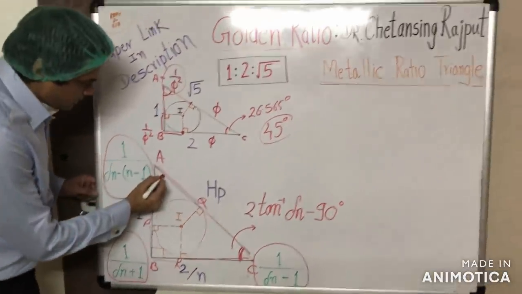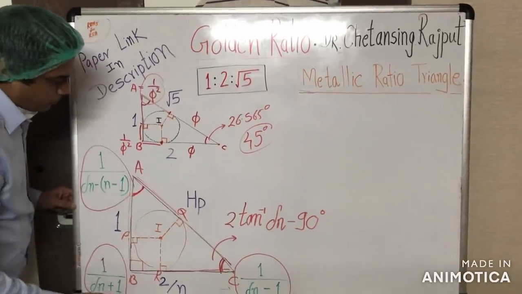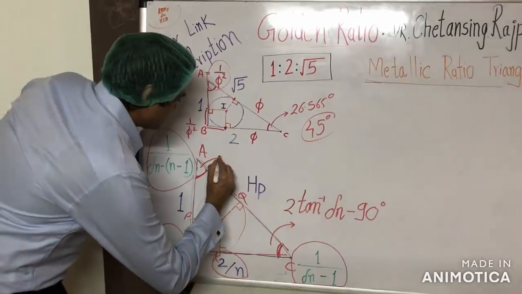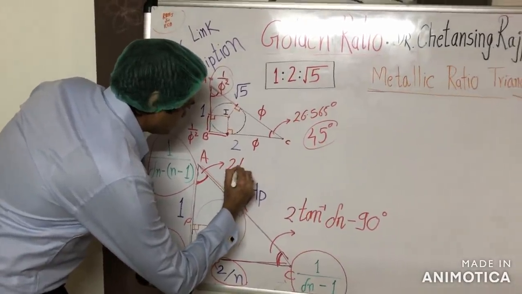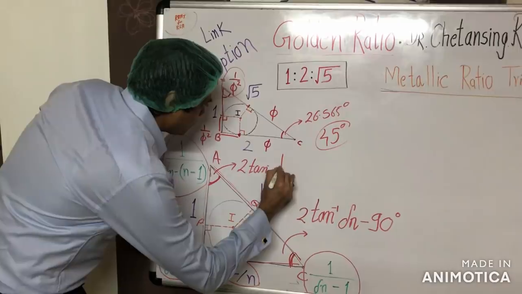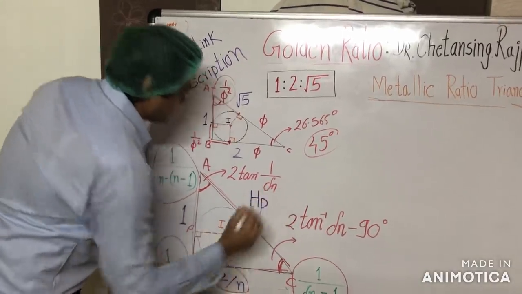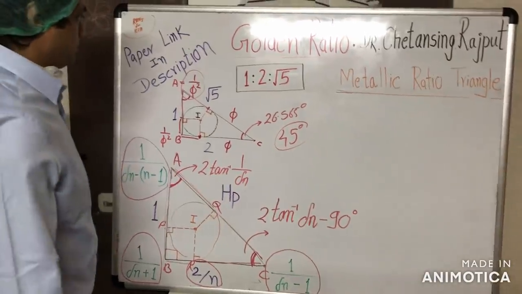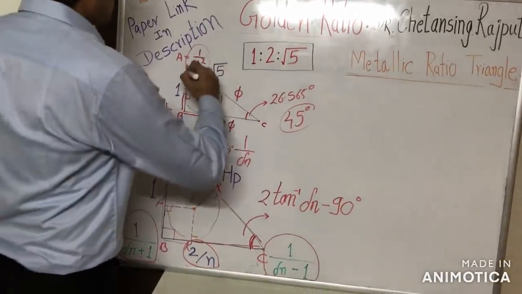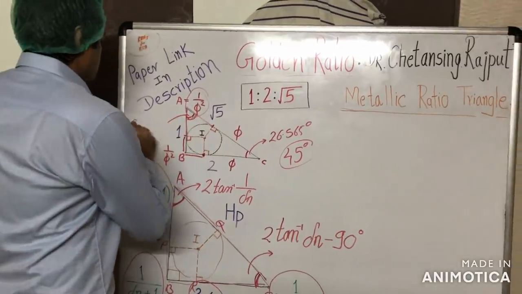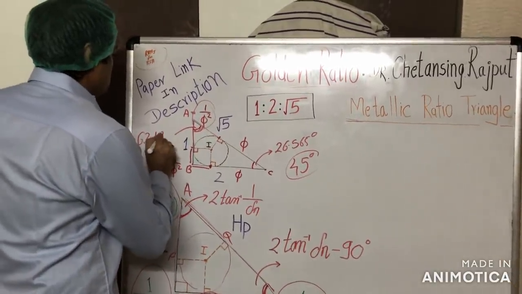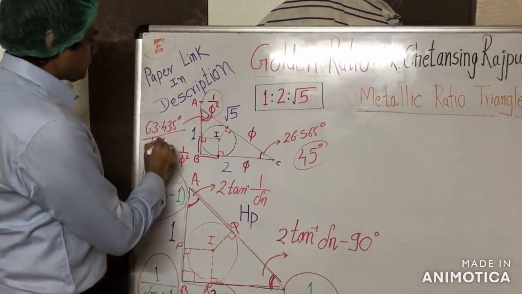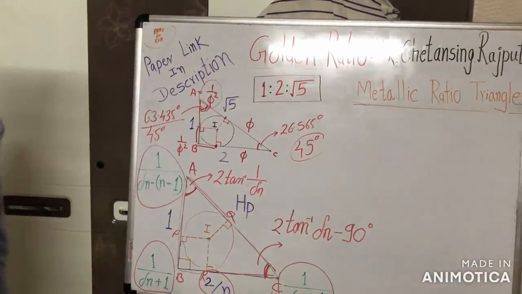Similarly, this angle, the angle opposite to the cathetus 2 upon n, can be given by the generalized formula twice the arctangent of the inverse of that metallic mean. And this value is 63.435 degrees for the golden ratio triangle, 45 degrees for the silver ratio triangle, and so on.